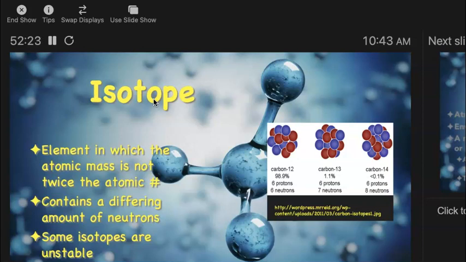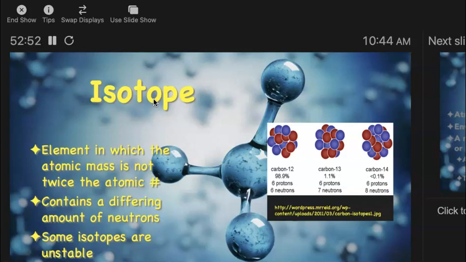So carbon-14 decays into carbon-12, and they measure ratios of the two. I think it briefly goes to carbon-13. That's why that's there. But yeah, isotopes are important. Your basic definition here, okay, is that we see an element where the atomic mass is not twice the atomic number, as I've trained you to expect.